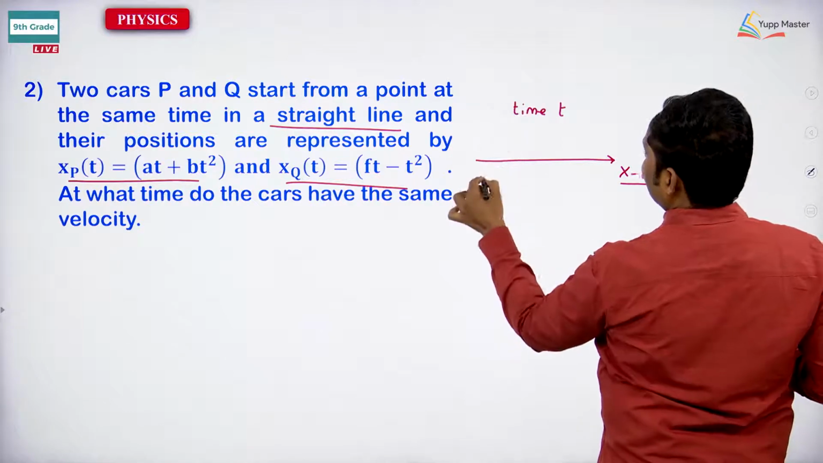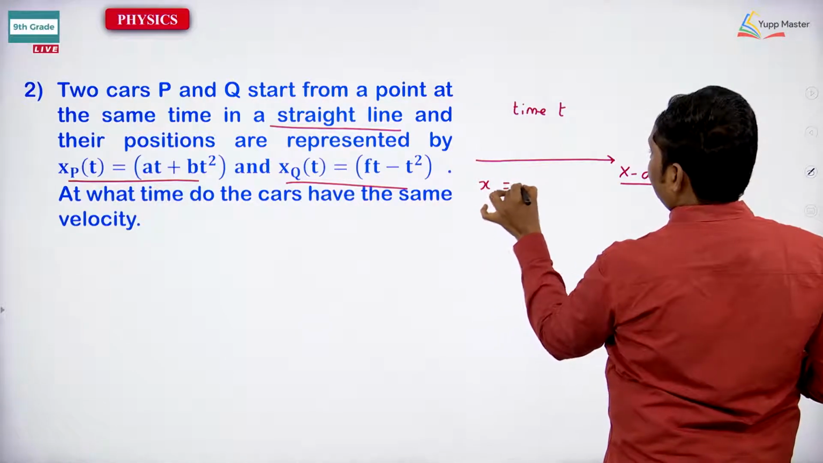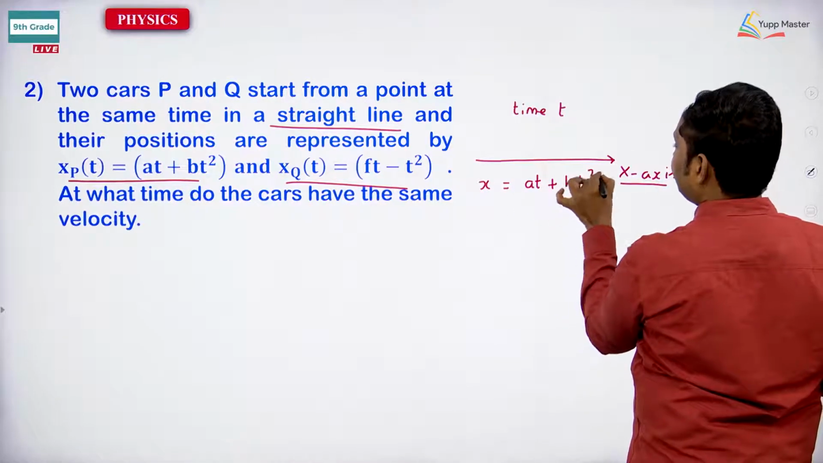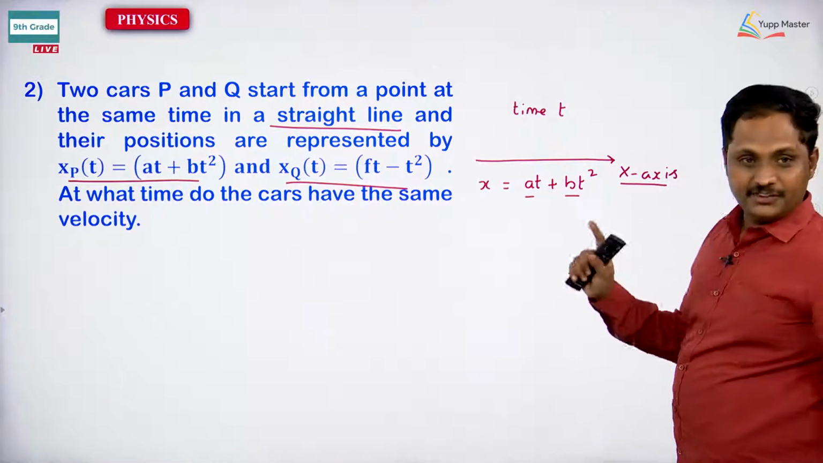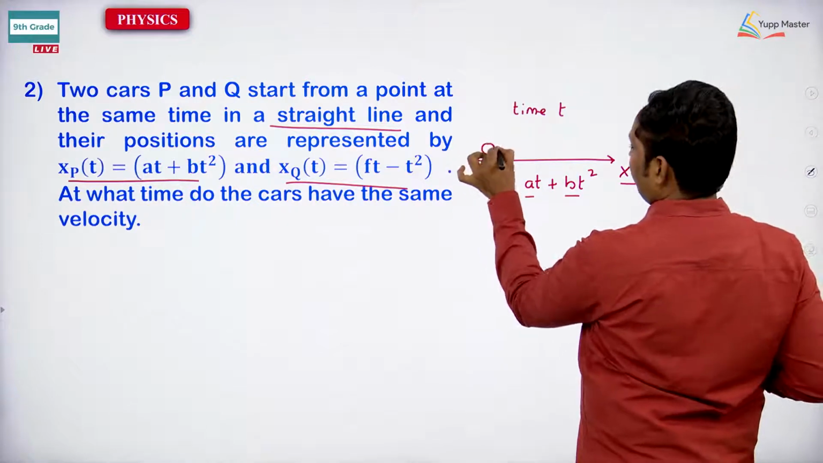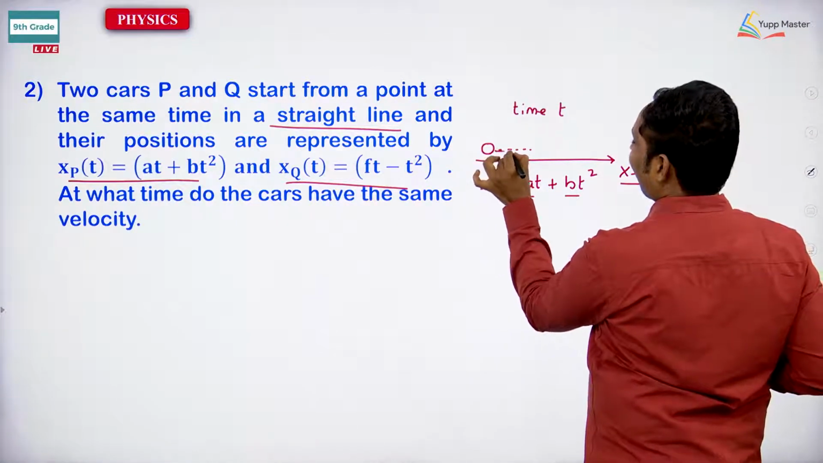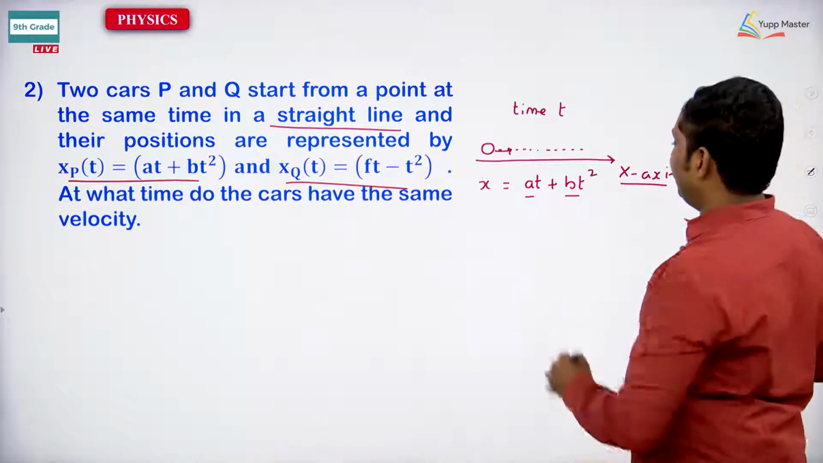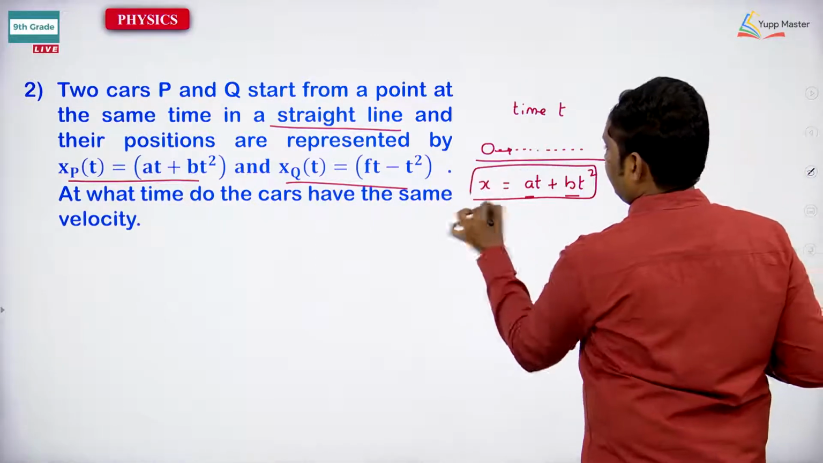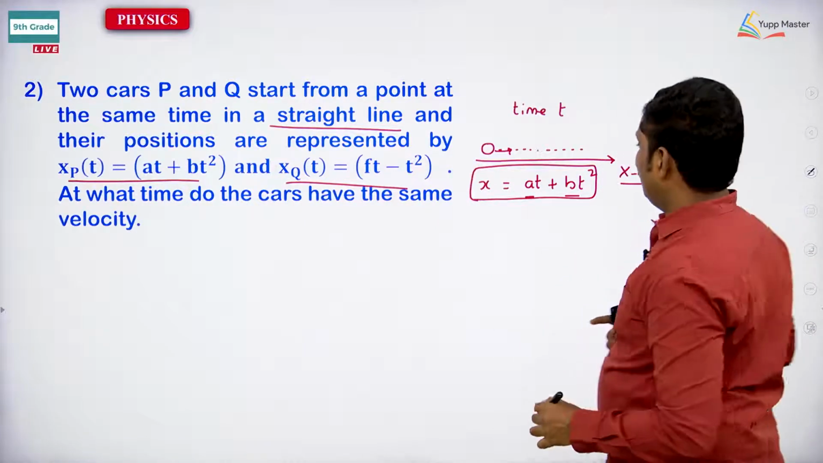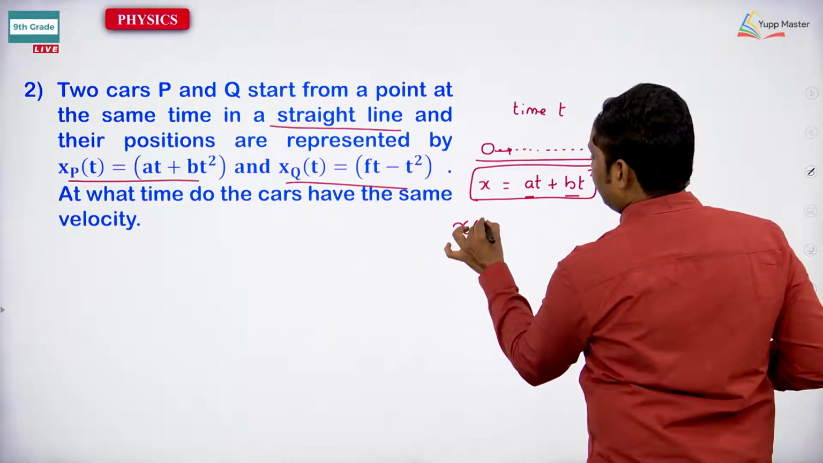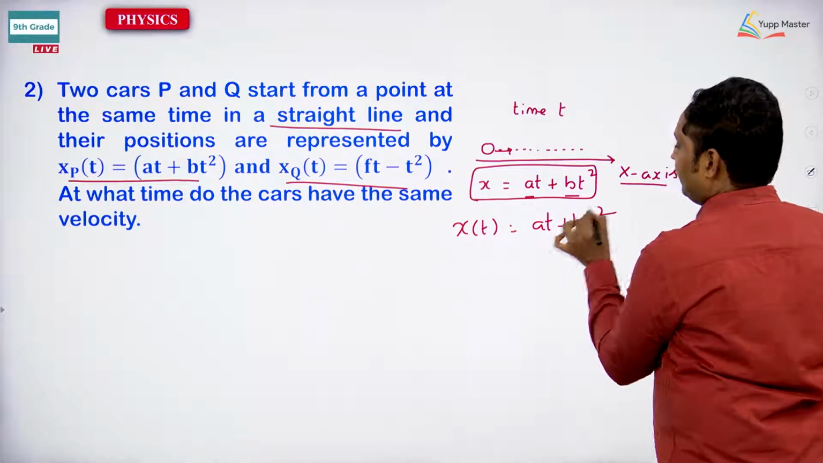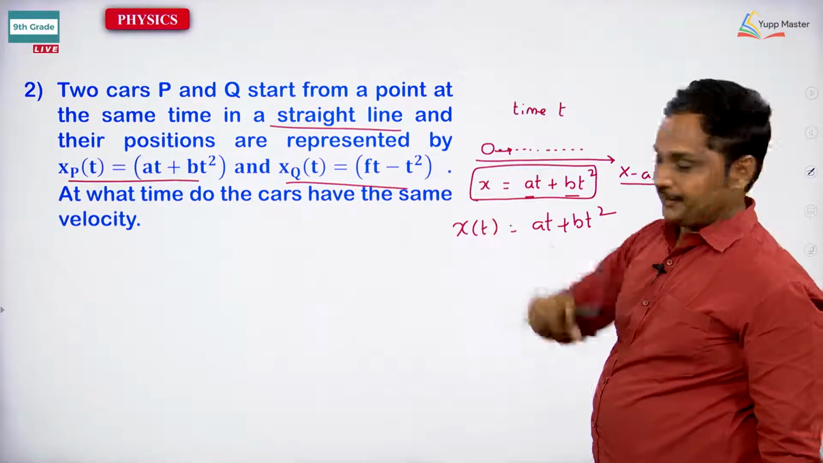Yeah, distance has been expressed, that is, you can write down at plus bt square. It has been written, that is the distance covered. It has been written as a function of time for the first one, that is, I am going to write x of t is equal to at plus bt square. This is the first one.